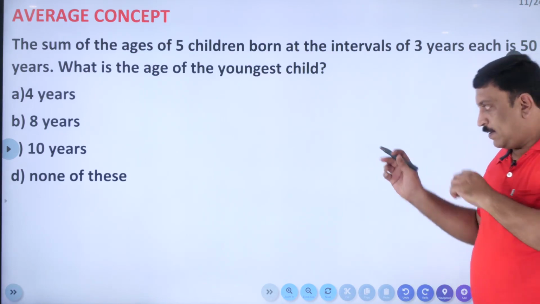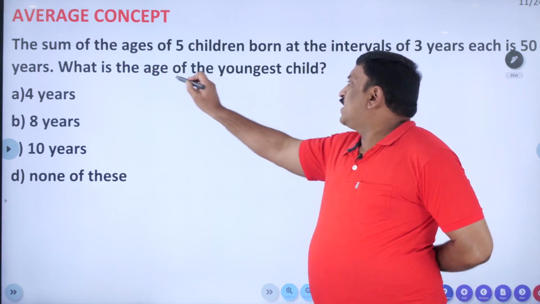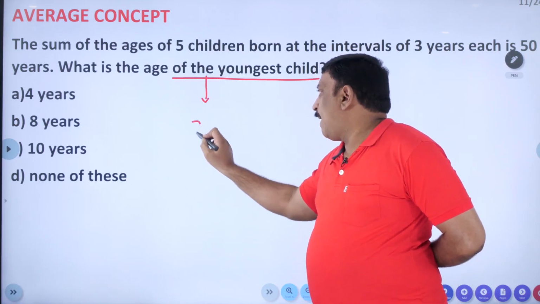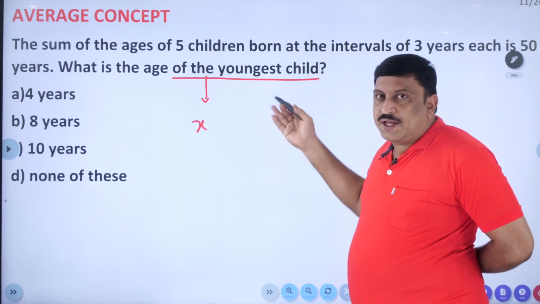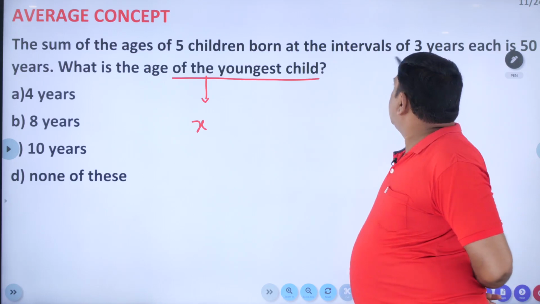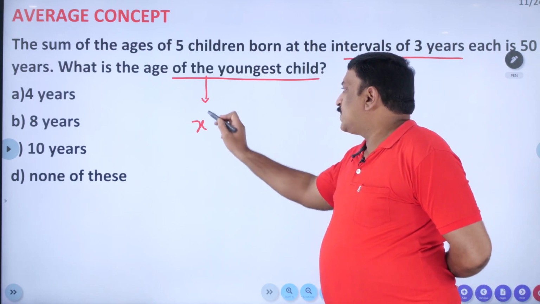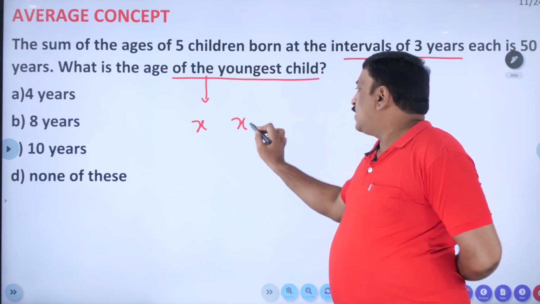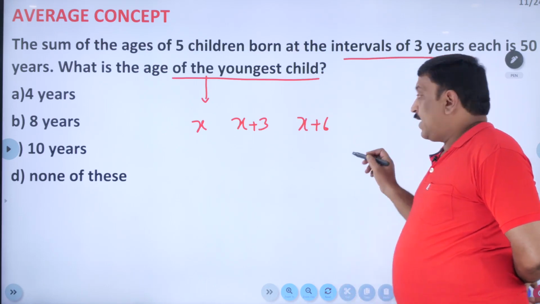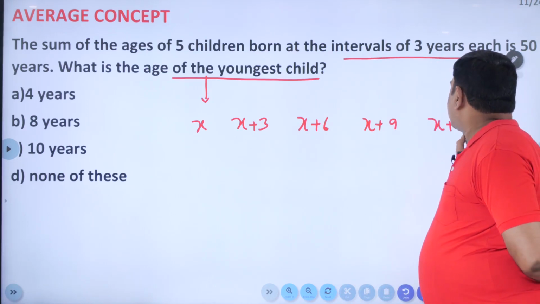So you try, then I'll see the explanation. See, first of all, suppose the age of the youngest child is x. Then how old will the next youngest be, the one next elder to him? That is intervals of 3 years each. Everyone born at intervals of 3 years each means if he is the youngest person, the second will be x plus 3. Then next is x plus 6, then x plus 9, and the last one, the biggest person, is x plus 12.